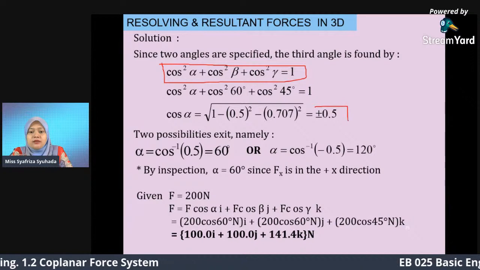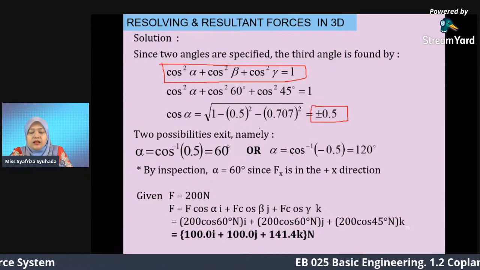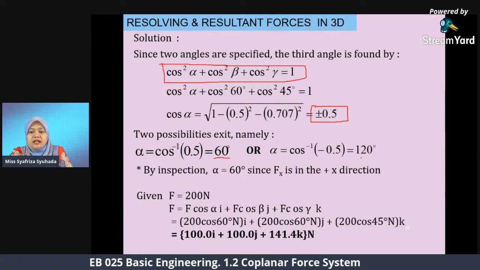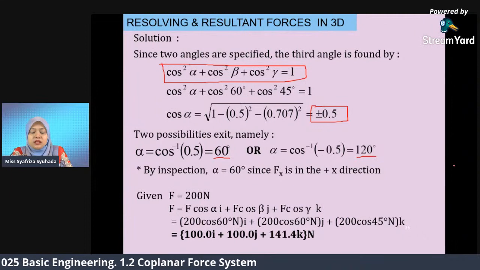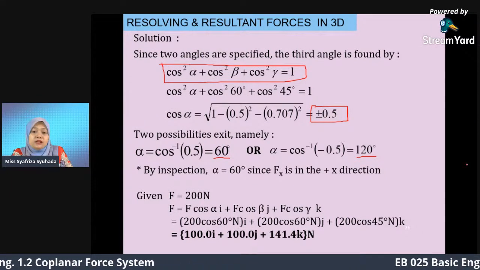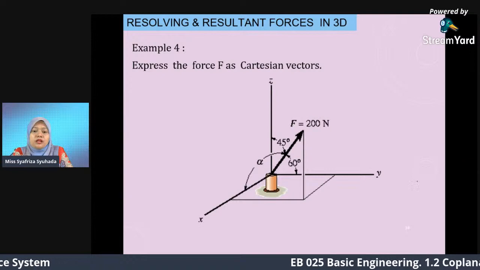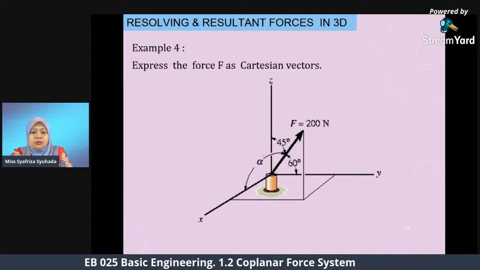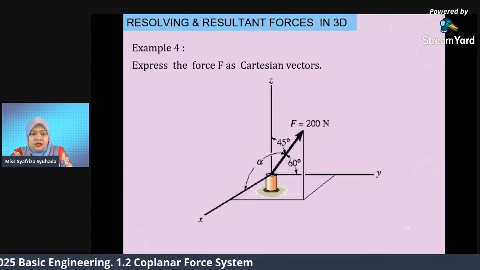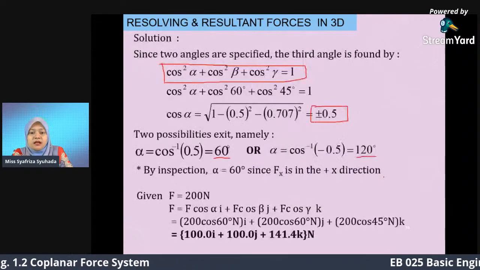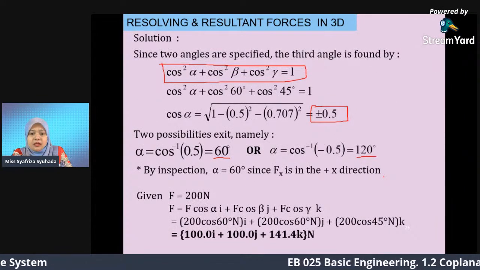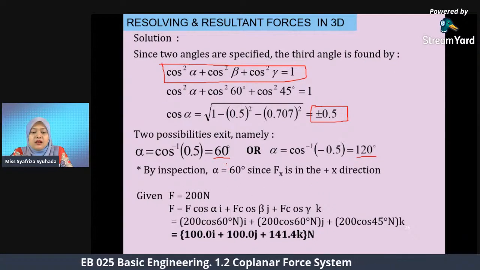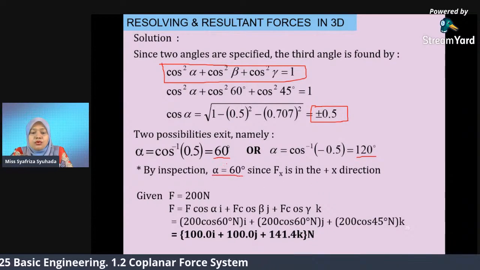sama ada positif ataupun negatif. Iaitu bila positif dia akan jadi 60 darjah dan jika negatif sebanyak 120 darjah. Mana dia jawapan dia? Kita kena tengok balik kita punya lukisan alpha tadi. Agak-agak dia sama ada 60 darjah ataupun 120 darjah. Berdasarkan figure, kamu pilih antara 60 darjah ataupun 120 darjah. Tetapi kalau tengok pada jawapannya, kita akan menggunakan 60 darjah.